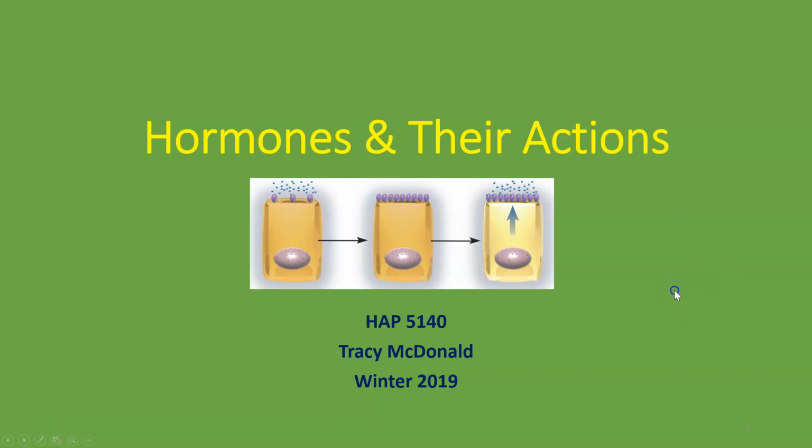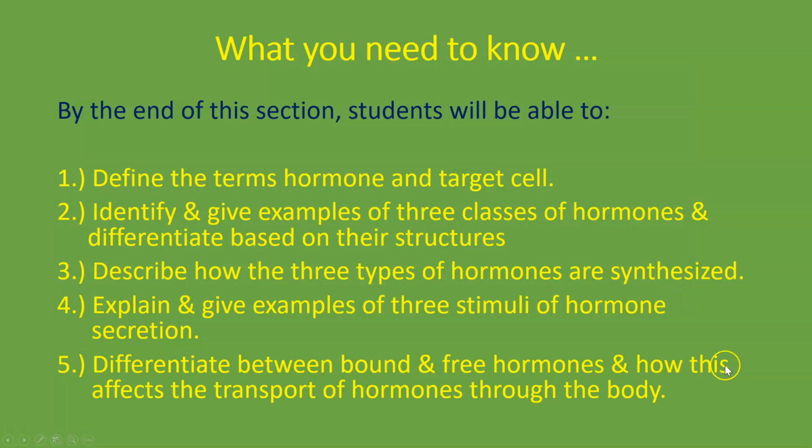Let's begin. So at the end of this section, you'll be able to do all of these things that are listed here. So define the term hormone and target cells. That number one is, you should probably put an asterisk by that because that's an important piece for you to understand. Number two, identify and give examples of the three structural classes of hormones, and you should be able to differentiate them based on their structures.